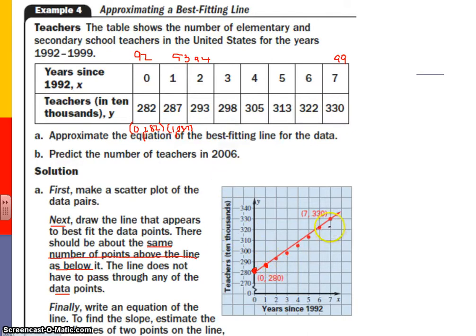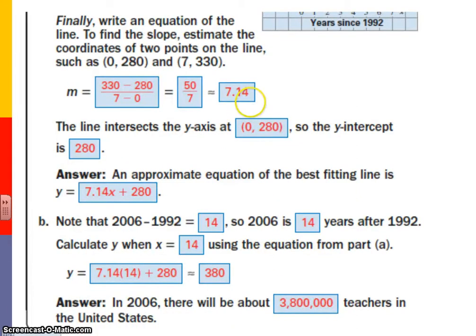Alright, so I think, well, we definitely have this point right here. You can see because that one passes through. If you don't have one that passes through, find one that's as close as possible. And this one I definitely knew was on the line because it was 0, 280. And I started there and ended there. So I'm going to use these two numbers to find slope. Here we go. Take y, subtract y, over x minus x. 50 over 7, it's approximately 7.14.